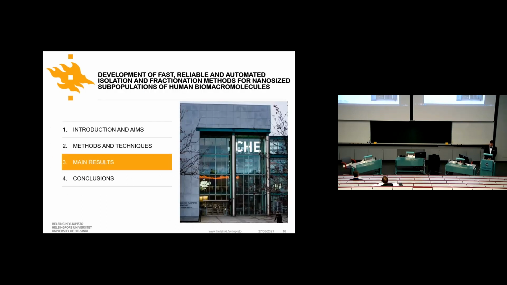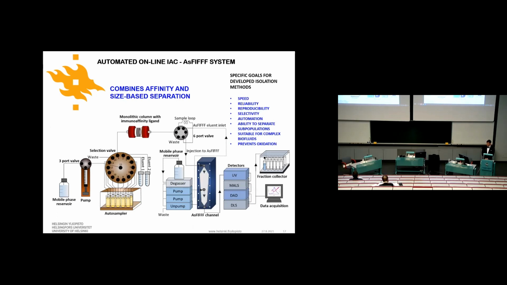Now, the main result of our studies and this dissertation is the development of an automated online immunoaffinity chromatography asymmetrical field flow fractionation system. In this, we combine the affinity and the size-based separation together in an automated fashion. With this, we reach all of the specific goals that we have set for ourselves, and also an additional goal, which was to prevent oxidation, because the system is not in touch with oxygen at any part.